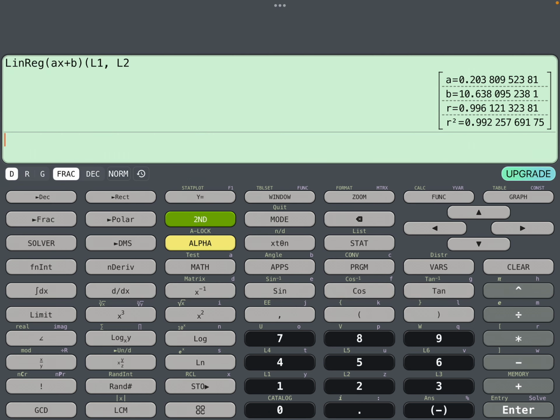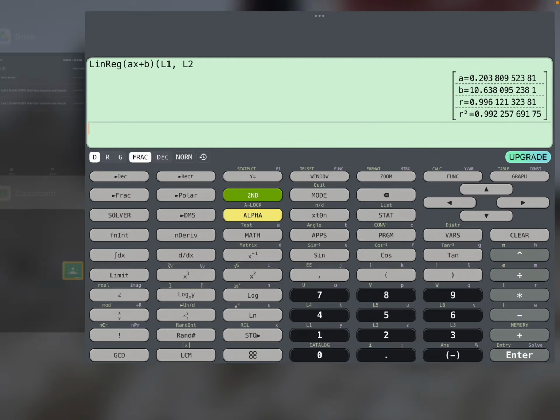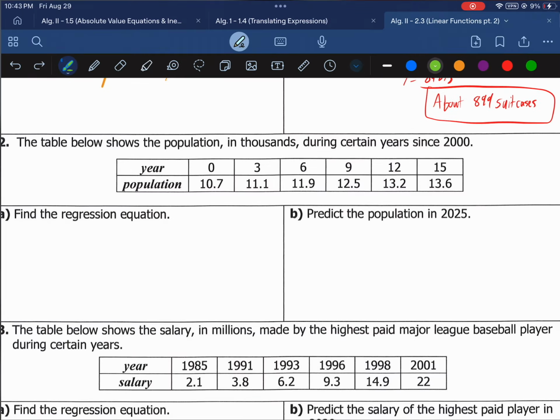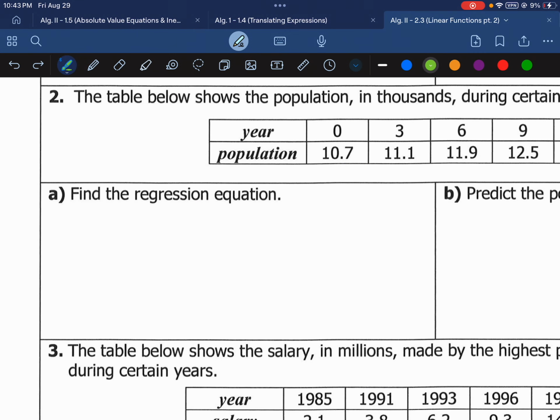And now I find my A, or my slope, to be 0.203, which is going to round to 0.20, and my B to round to 10.64. So writing this down as my slope and y-intercept, find the regression equation. That'll be y equals 0.2x plus 10.64.